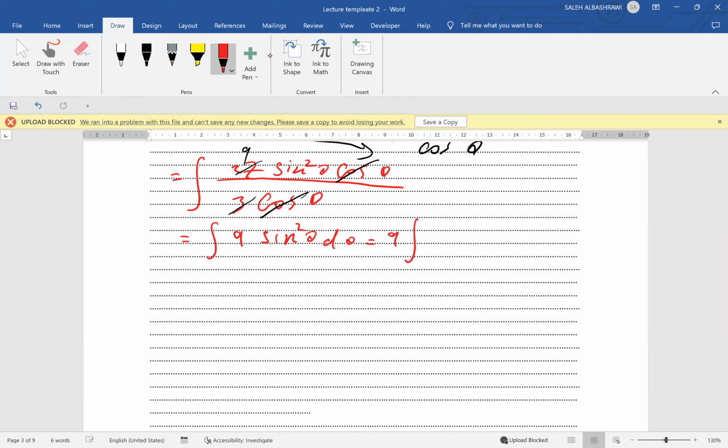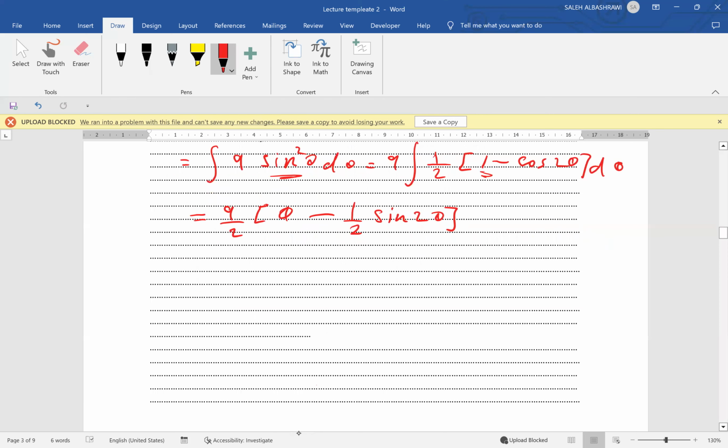So we can choose now the half angle. Sine square is 1/2 multiplied by 1 minus cosine 2 theta d theta, using the half angle identity. So I'll have 9 over 2 multiplied by integration of 1 is theta, and integration of cosine 2 theta will be 1/2 sine 2 theta, which is equal to 9 over 2 theta minus 1/2. Now sine 2 theta, using the double angle identity, is equal to 2 multiplied by sine theta cosine theta, plus the constant, because this is indefinite.